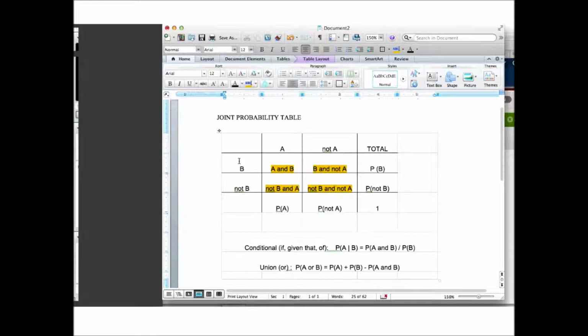The key words that you may find, and I say may because sometimes you have to just read the wording of the problem and understand where there's a condition. And some professors may have these keywords: if, given, that, or of. So when you see if, given, that, or of, conditional. The condition is put after the bar. We have P of A given B.